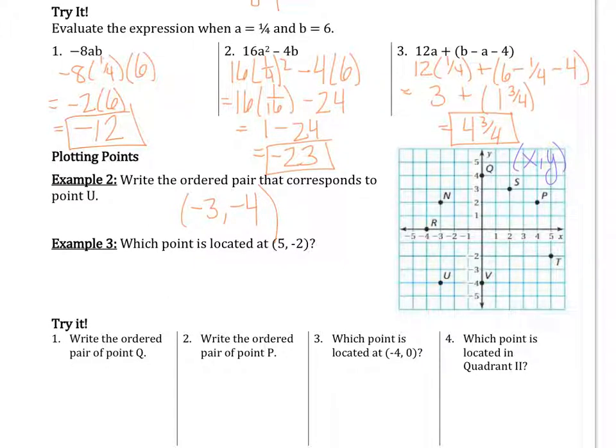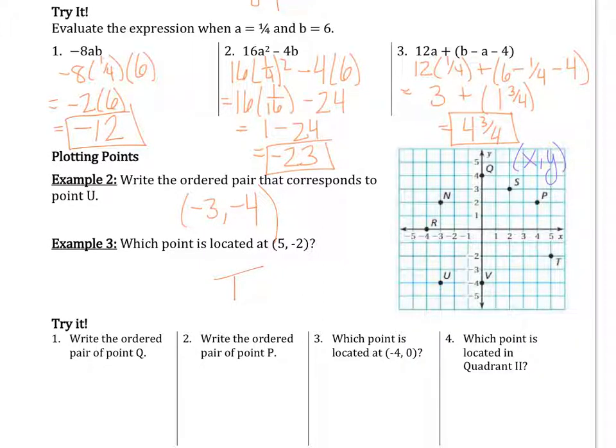In the next example, they're essentially asking us to go backwards from what we just did. They're asking us which point is located at 5, -2. So remember x, then y, so I'm going to start at the origin and go to the right 5 units, and then down 2 to -2. So I can see there I landed on top of point T.